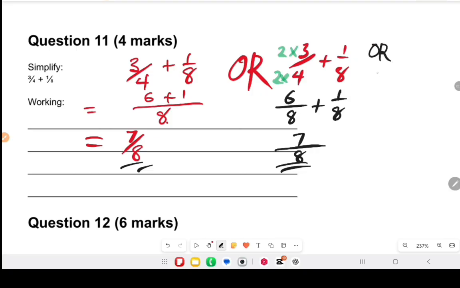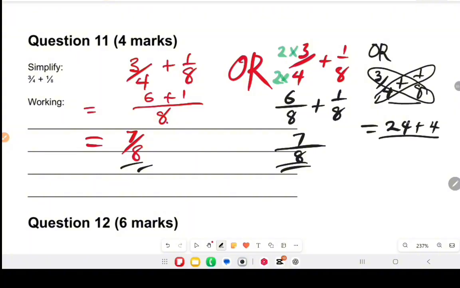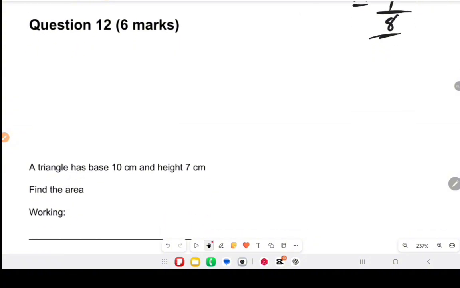What we do here, we just write 3 over 4 plus 1 over 8, meaning 3 times 8 gives us 24 plus 4 times 1 gives us 4, all over 4 times 8 gives us 32. 24 plus 4 gives us 28 all over 32. And if we simplify further, 4 into 28 gives us 7 all over 4 into 32 gives us 8 as the answer. Then we move further to question 12.